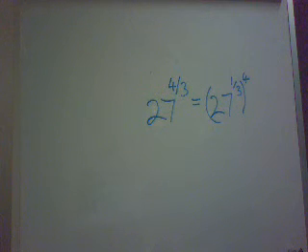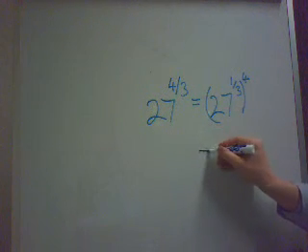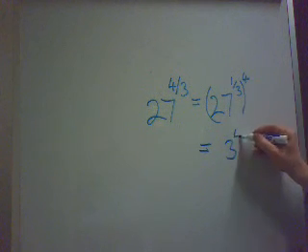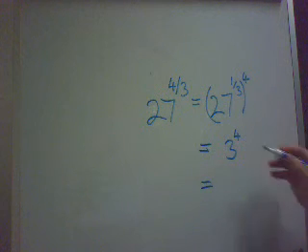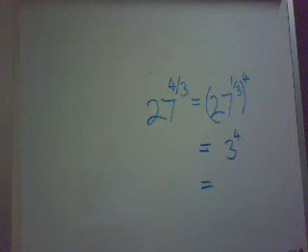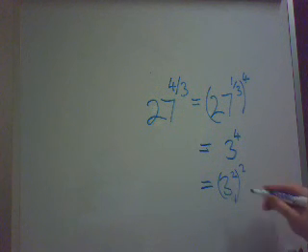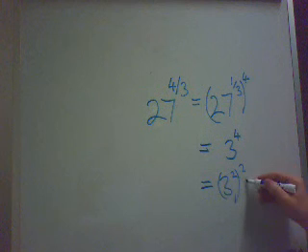Now remember, the cube root is simply what gets multiplied by itself 3 times, or what there is 3 of multiplied together to give us 27. Well, that's a 3, because 3 times 3 times 3 gives us 27. So this becomes 3 to the power 4. 3 to the power 4 is the same as 3 to the power 2 squared. 3 to the power 2 is 9, 9 squared is 81.